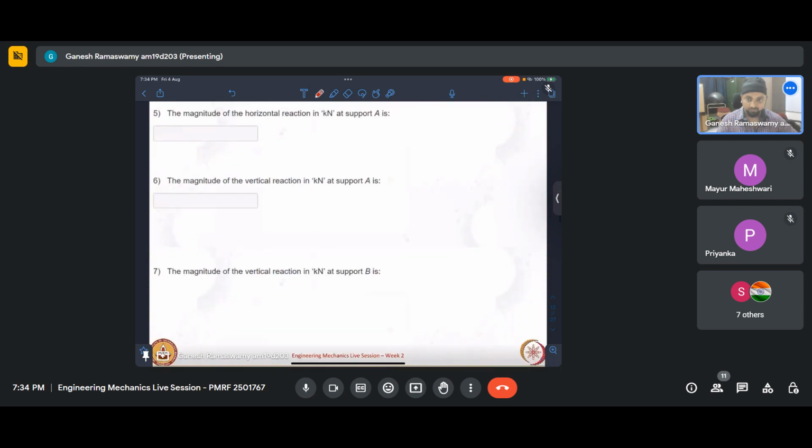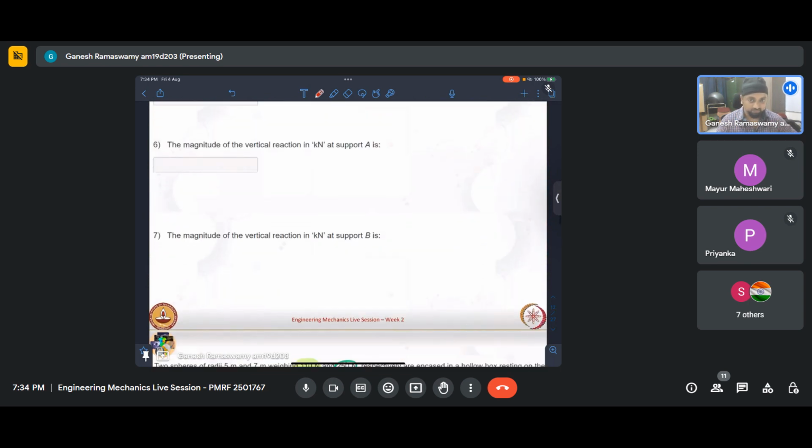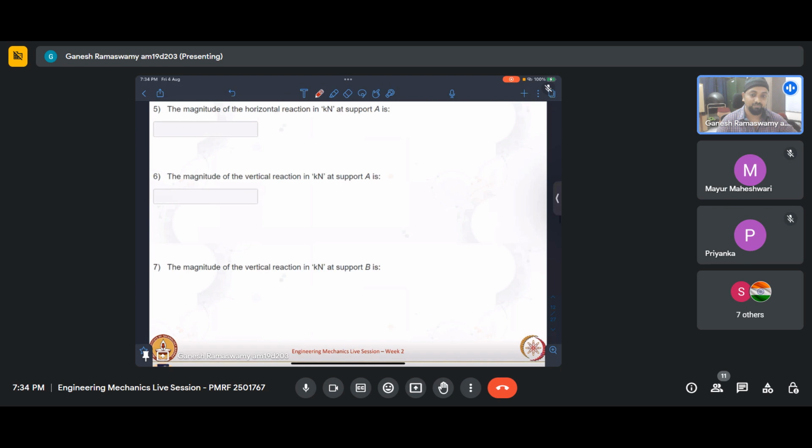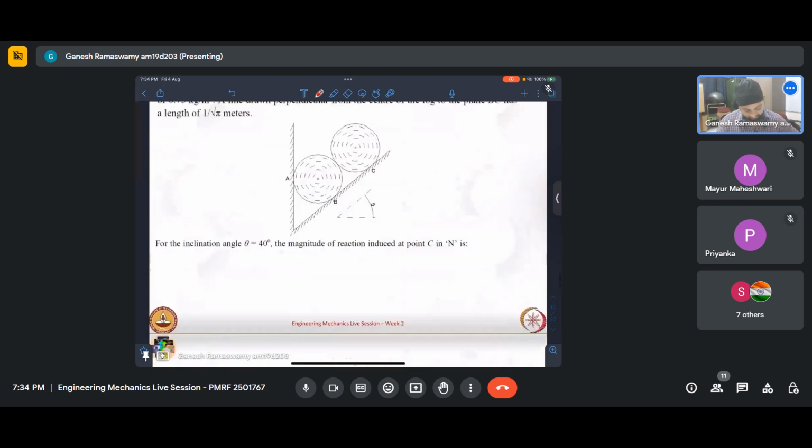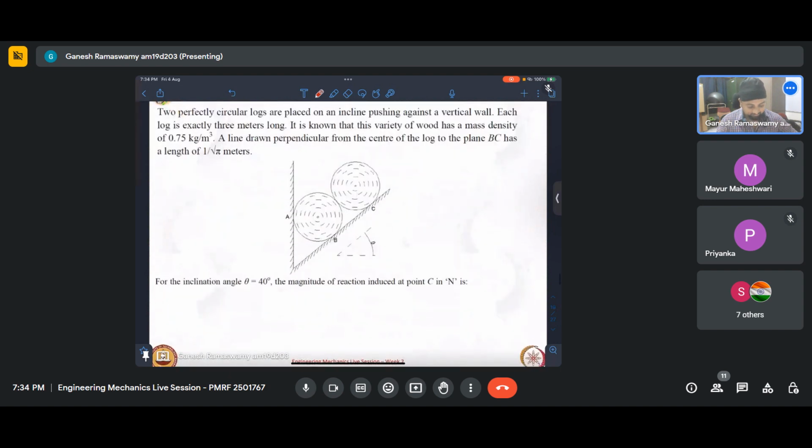So these are the questions which we have solved, and I'm not populating the answers here. So we can populate it later. This is one of the questions which is much similar to that. I'll just give you a brief. I won't solve this here. I'll move on to the other questions that are more interesting now.